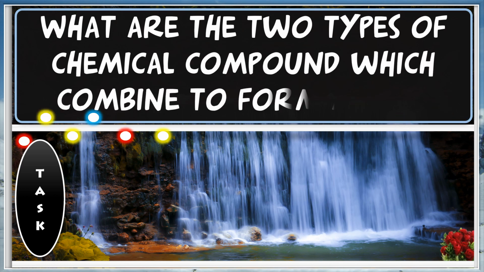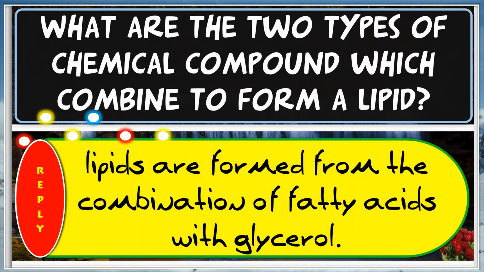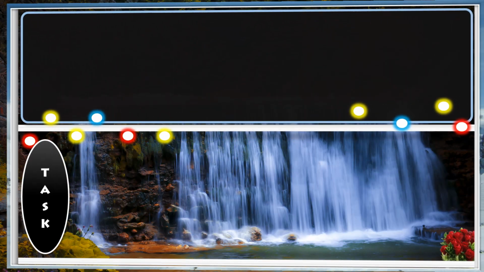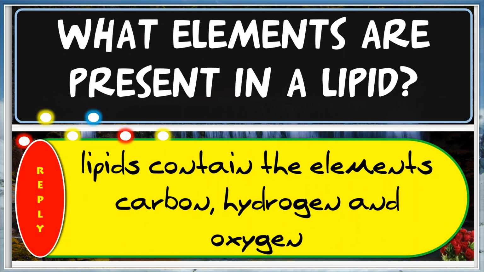What are the two types of chemical compound which combine to form a lipid? Lipids are formed from the combination of fatty acids with glycerol. What elements are present in a lipid? Lipids contain the elements carbon, hydrogen, and oxygen.